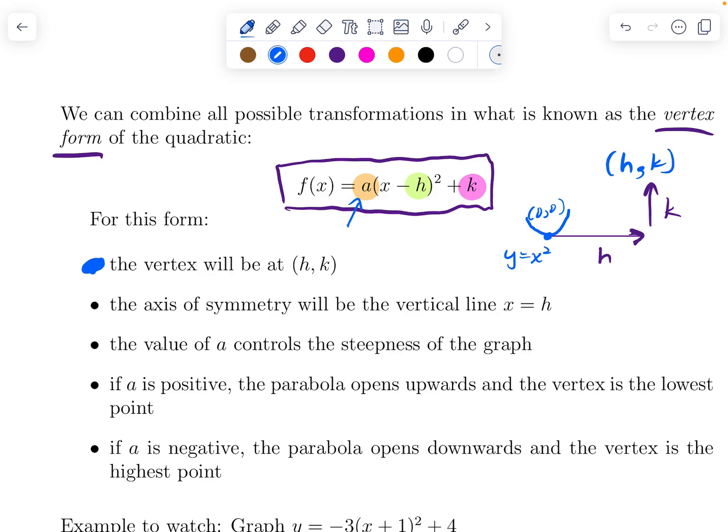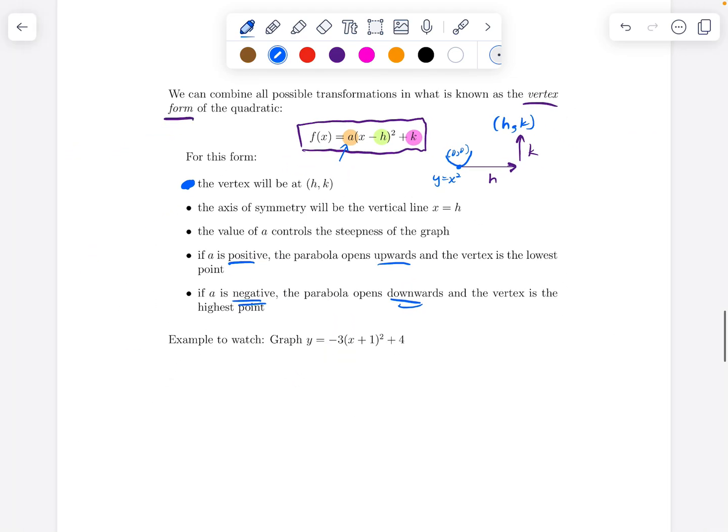A controls the steepness and the direction. If A is positive, the parabola opens upwards. If A is negative, the parabola opens downwards. And A basically tells us, did we make this parabola taller, shorter, or leave it the same size? If you know you've made it 3 times as tall, you can adjust for that, especially if you're using the very easy points. So let's look at some examples.